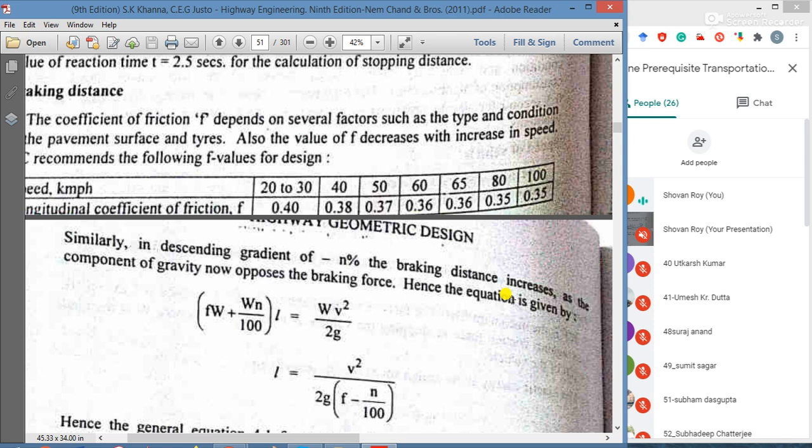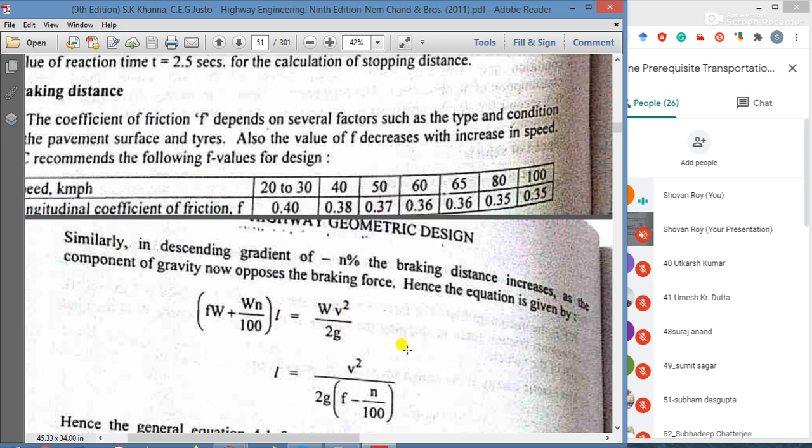Because the car is going in a down direction, if we apply the brake, the brake will properly apply after traveling a longer distance. So in the descending gradient the braking distance will increase as a component of gravity now opposes the braking force. Hence the equation is (F minus n by 100) times W into L, the same as W v square by 2g.